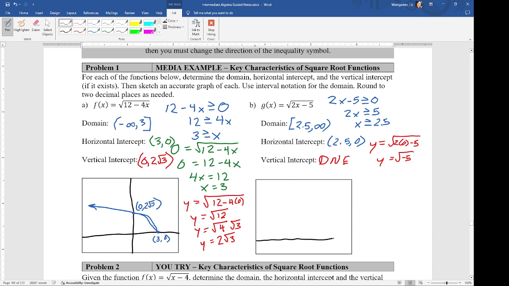So we can go ahead and graph this. I'll put our horizontal intercept in and label it. And our half a parabola is going to go in this direction this time. Again, feel free to check in Desmos if you want a more accurate graph.